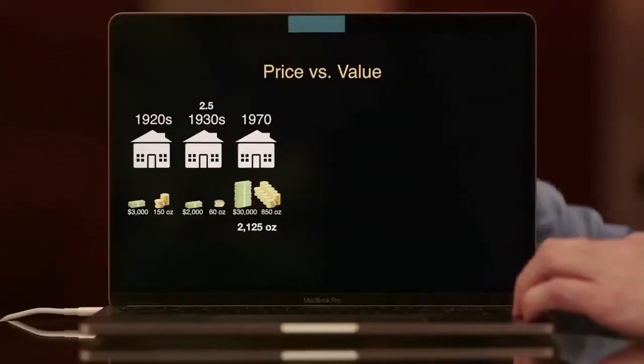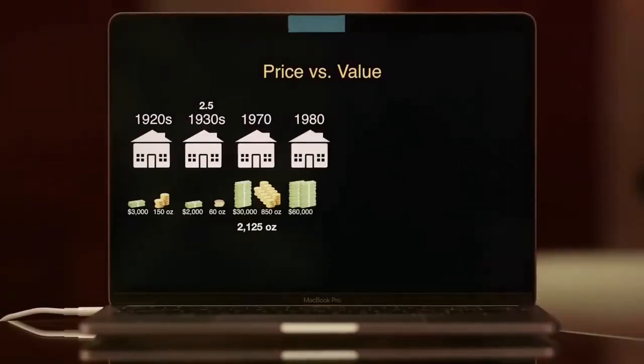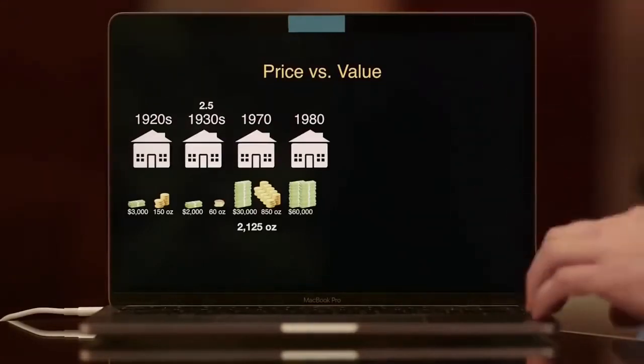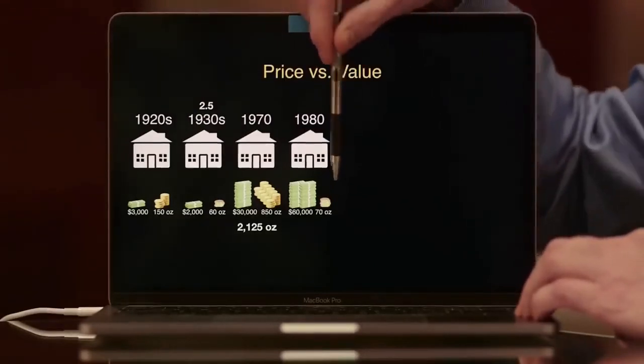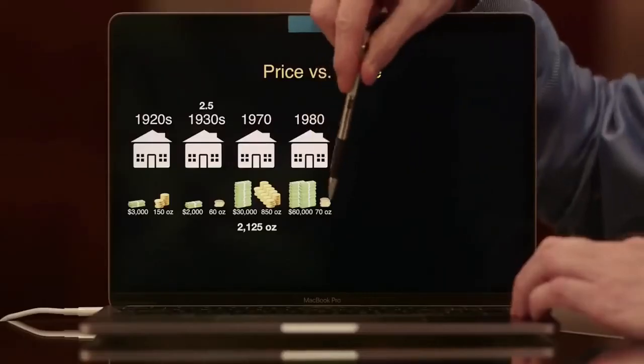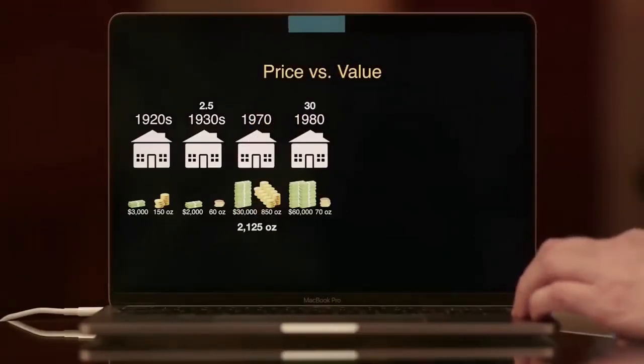Then just a decade later, the house was now $60,000. But gold became free trading in 1971, and it went from $35 an ounce up to $850. So that house was now worth 70 ounces of gold. It went down from 850 down to 70 during that period of time. So if you repurchased real estate with your 2,125 ounces worth of gold, you would have now gotten 30 of the same type of home that you sold in 1920, you would now own 30 of them.